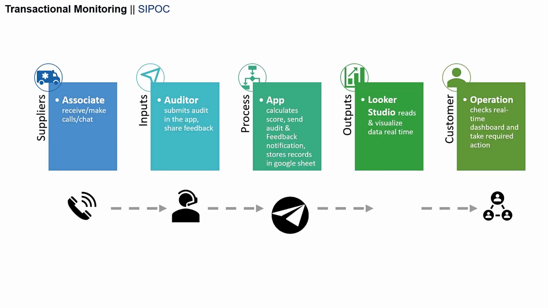If I look at the process diagram, how it works is, the associate will receive calls or make calls or do a chat, and then the auditor will submit a sample audit based on their predefined monitoring form. AppSheet will automatically calculate the score. It will send a feedback notification, and also store the record either in Google Sheet or any shared location. And then we can use Looker Studio to visualize the data in an interactive way.